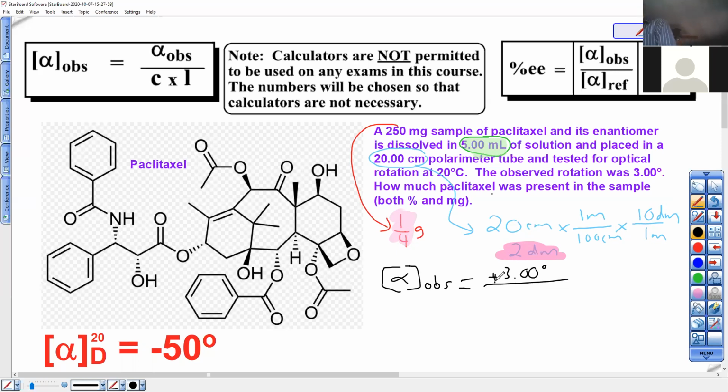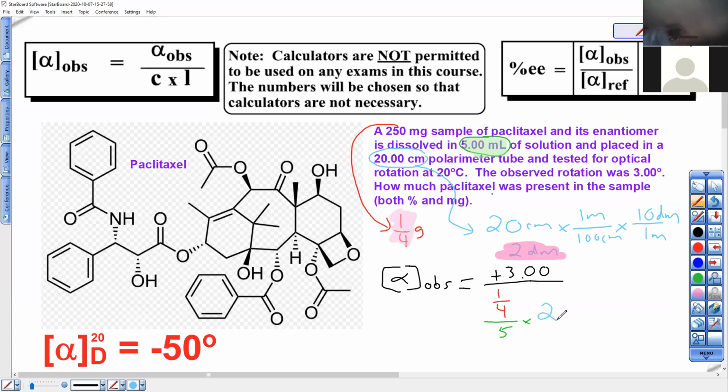Now that looks like a 4. Plus 3.00 over the grams, 1/4 over, it's grams per milliliter, please remember that, over 5. And the path length was 2. I will always have numbers that simplify here.